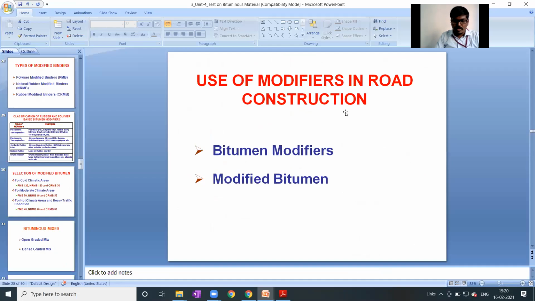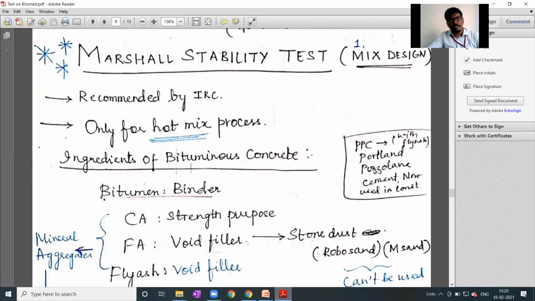Only these two topics are left as per the syllabus. I'll be moving to the Marshall stability test without wasting much time, since it is another test on bitumen. Since I have discussed all the tests, including the spot test, I will be sharing these notes also. If you go through these notes and try to write from them, that is more than enough. Moving to the Marshall stability test.